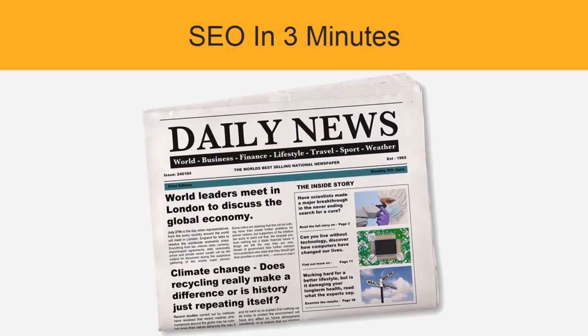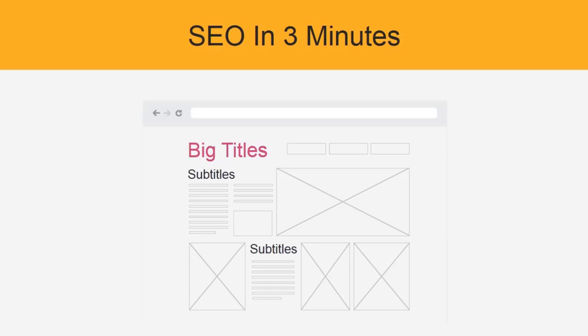Google and other search engines scan your website in much the same way that a person reads a newspaper. They start with the big titles, then look at the subtitles and images, and finally read the blocks of text, starting at the top of the site and working their way down. As they scan the site, search engines look for keywords and phrases to understand what the website is all about. That way, they can display the site in search queries that are relevant to the website's content.